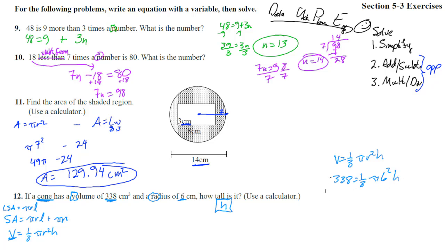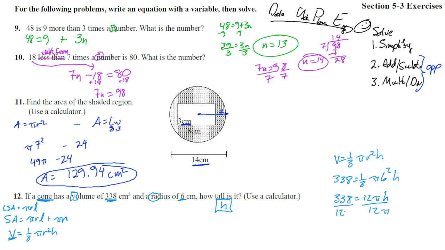Let's see how much we can do without the calculator. 338 equals 1/3 times, now 6 times 6 is 36, 1/3 of that is 12. So we have 12 times pi times h. Okay, look, hey, we're in happy math land. We've got an equation here. So let's solve it. It's simplified as much as we can. There's nothing to add or subtract on both sides, so we just divide by that 12 pi.